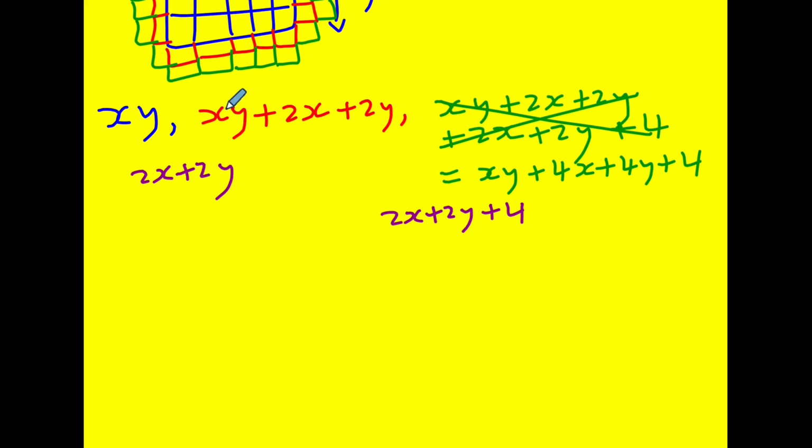I can see that I'm just subtracting them in my head. I'm doing xy minus xy, that's nothing. 4x minus 2x is 2x. 4y minus 2y is 2y, and I've got this extra 4. So that's where that came from. These are my first differences. And then the second difference is just going to be 4.